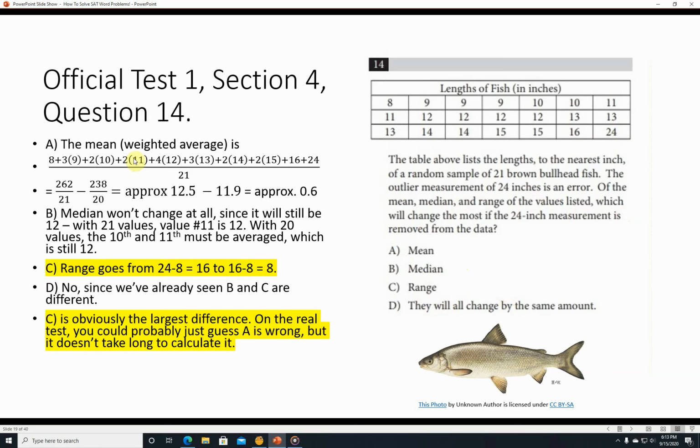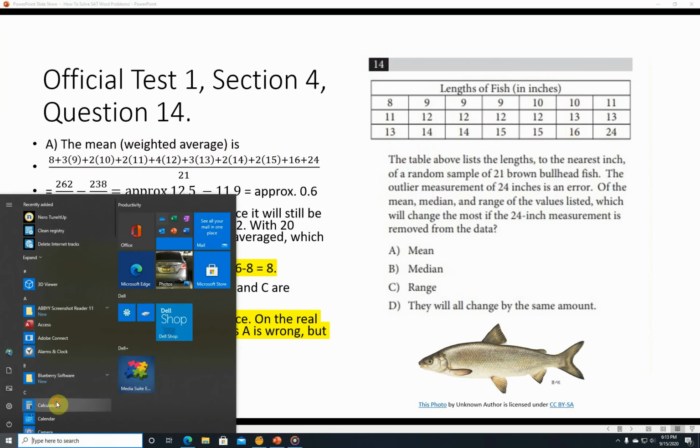Well, the mean, the weighted average, we can literally just go, okay, there's one value that's 8, that's 8. There are 3 9s, so we can have 3 times 9. We have 2 10s, so that's 2 times 10. Then we have 2 times 11. We have 4 times 12. We have 3 times 13, 2 times 14, 2 times 15, a 16, and a 24. So this is the weighted average when we don't take out the outlier.